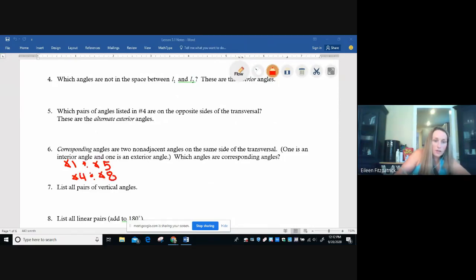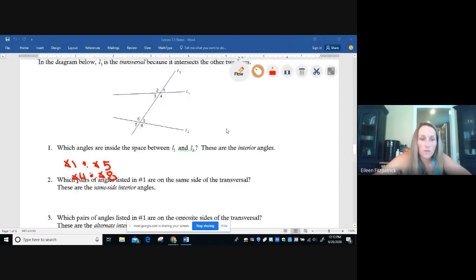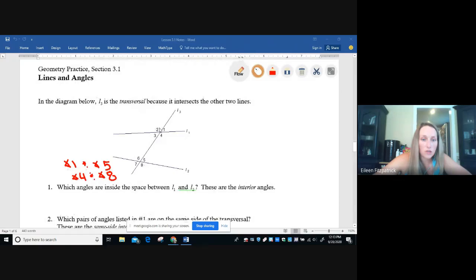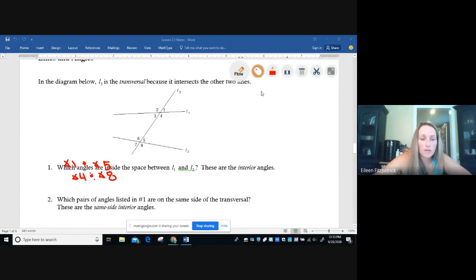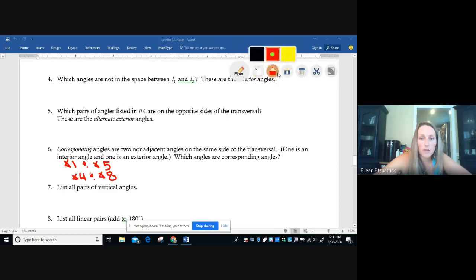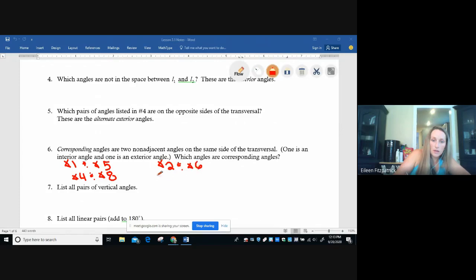And then what are the other pairs? Well, the other pairs would be 2 and 6, and then 3 and 7. Angles 2 and 6, and then angles 3 and 7. All right, then we're going to list vertical angles.